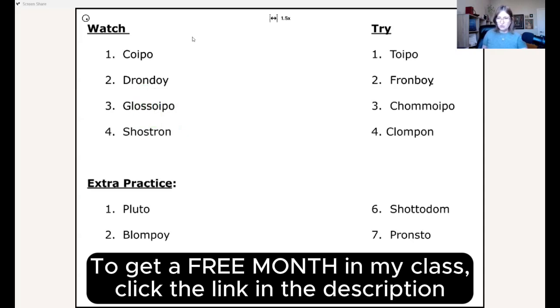Slide on down to... I don't think you need to do this one because it's very similar to that one. Try this one. Number 4.